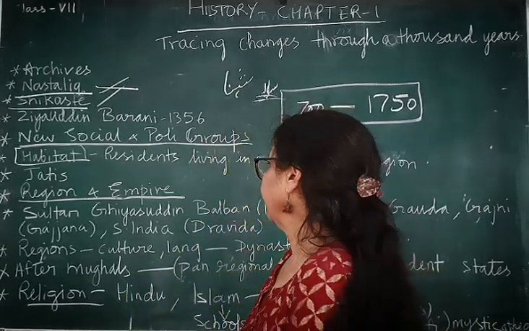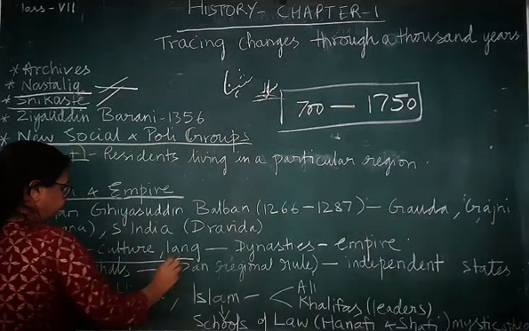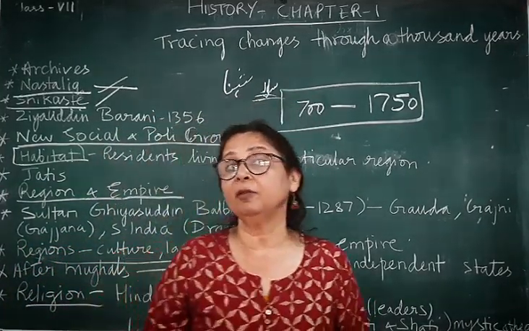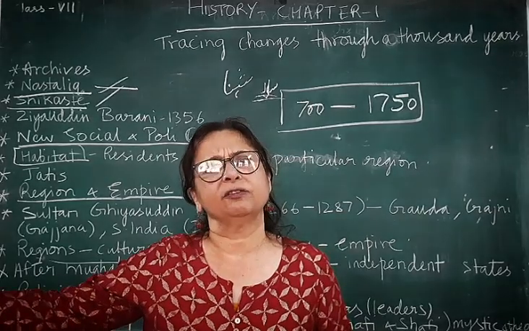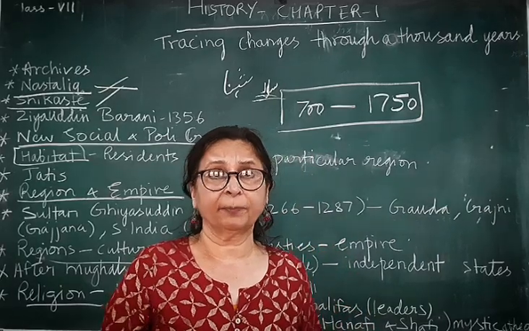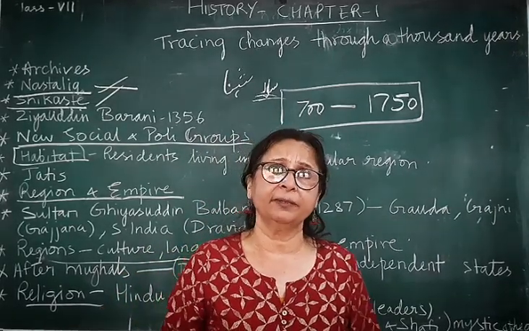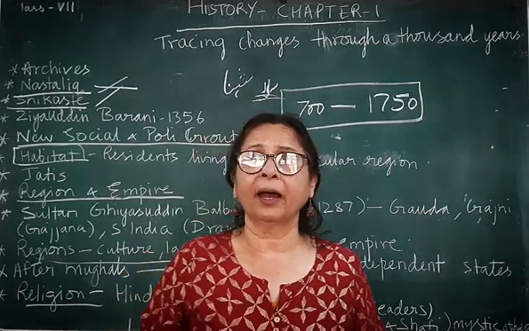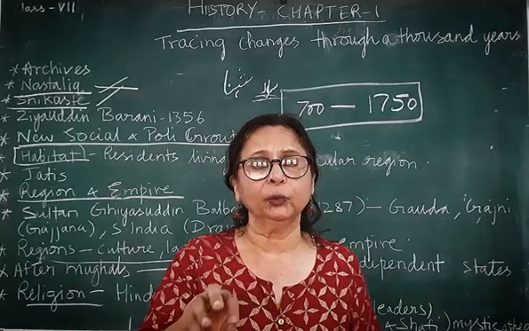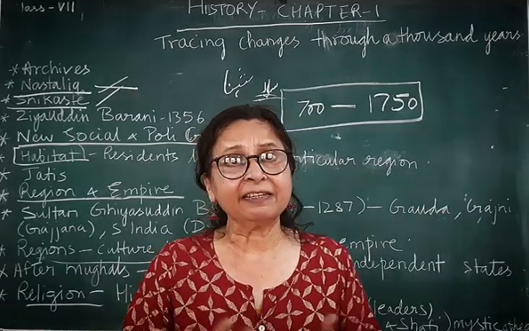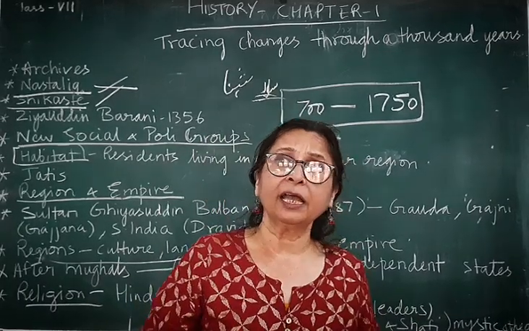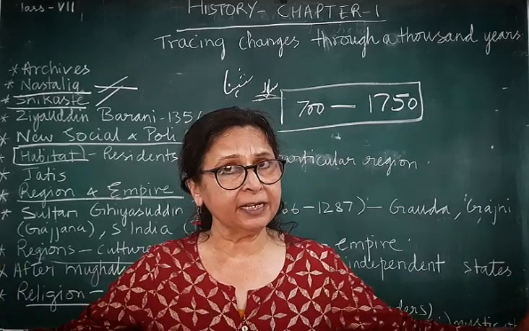Now we come to the next one, and that is regions and empires. There was region and empire, and in this period, in the medieval period, in the chapters that you will read, all this that we are discussing, you are going to read in the coming chapters. Now region and empire. So now we find that villages grew, regions grew, people began to live, and dynasties, Chola dynasty, Gupta dynasty, Mughals, Tughlaq, they all grew in this medieval period.